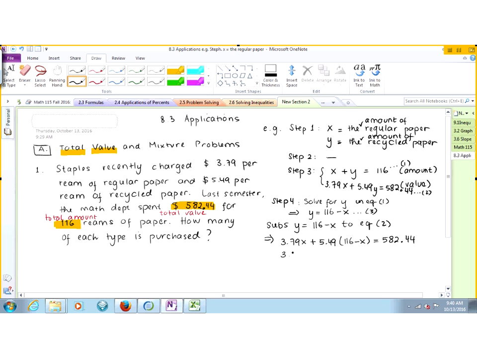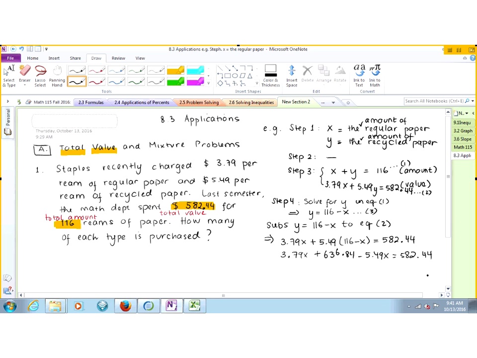All right. So 3.79X plus, what is 5.49 times 116? So let's get the calculator out. All right. So 5.49 times 116 is 636.84 minus 5.49X is equal to 582.44. All right. Then what should we do?